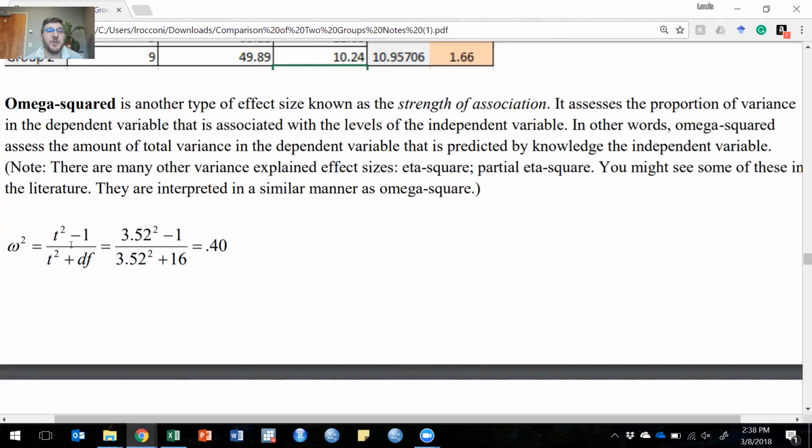So here's the formula for calculating omega squared. It's basically the t-value squared minus 1, divided by the t-value squared plus the degrees of freedom. You get 0.4. So what that's saying is that around 40% of the variability in calculus exam scores is explained by the type of instructional method.